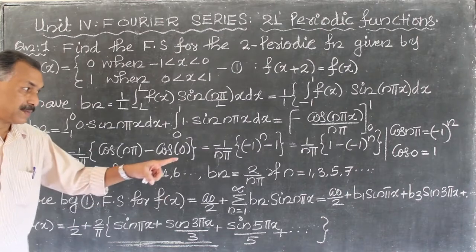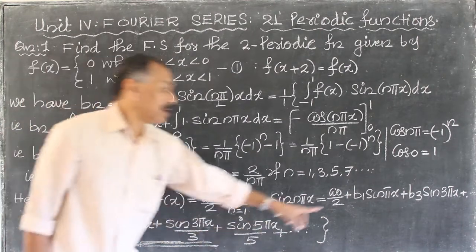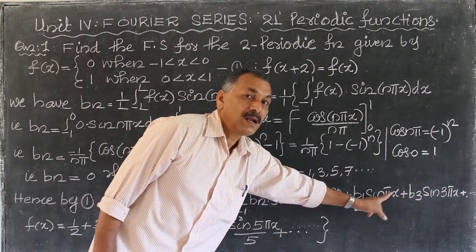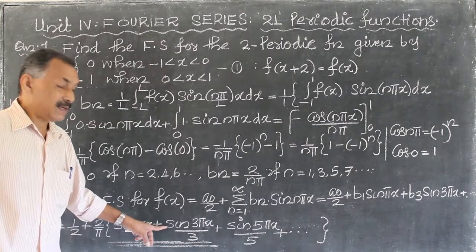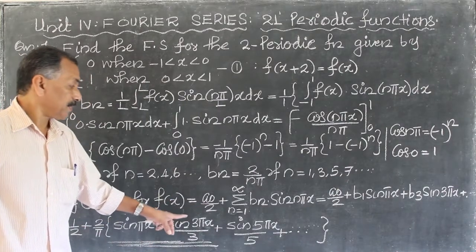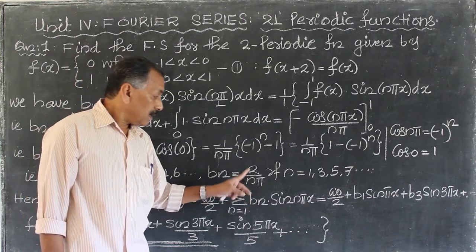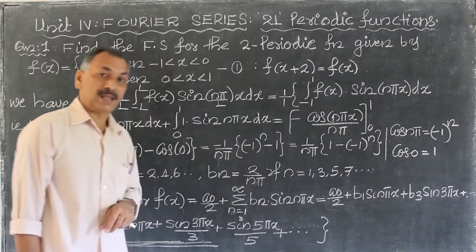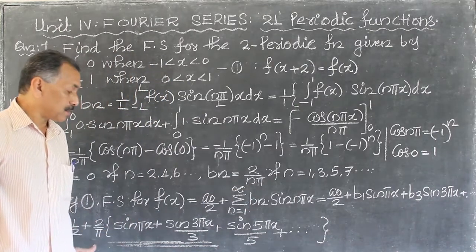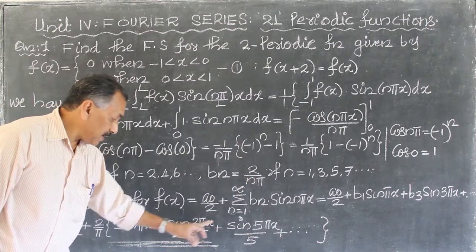sin, first b1 is there; only b1, b3 exist. That is b1 into sin pi x. Then next, b3. b1 means what? b1 is equal to 2 by pi. What is b3? 2 divided by 3 pi. b5 is 2 divided by 5 pi. Taking the 2 by pi option, the rest is sin 3 pi x divided by 3.